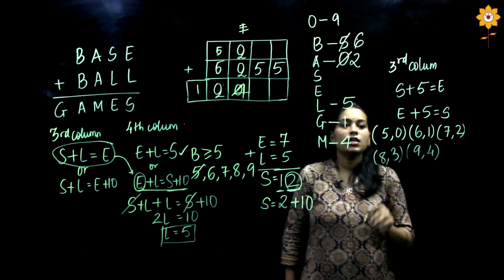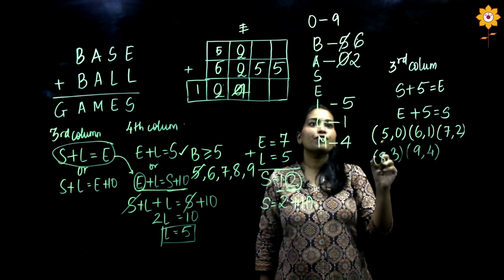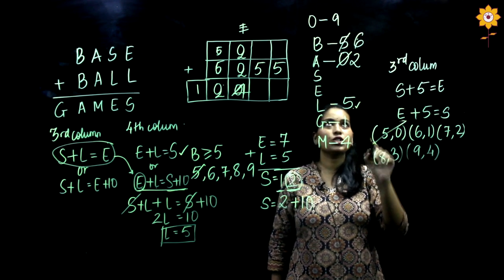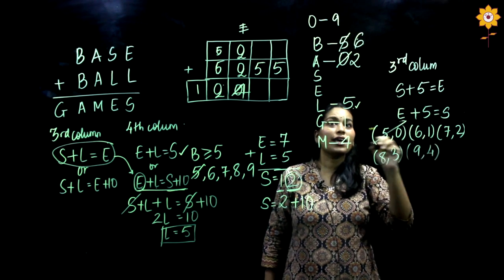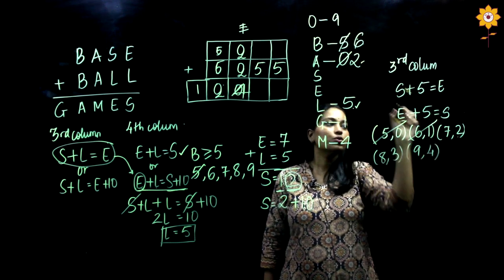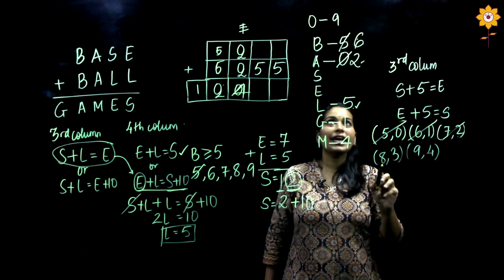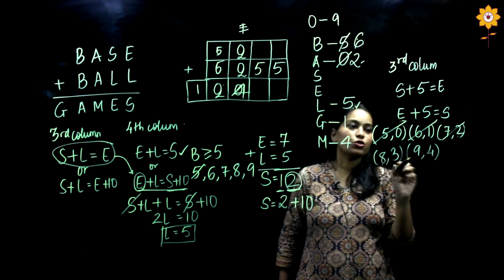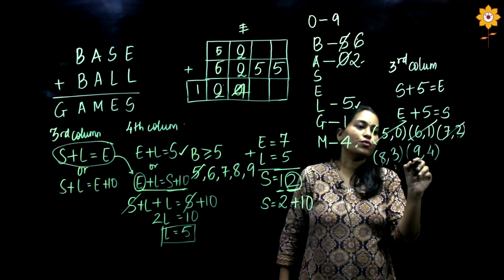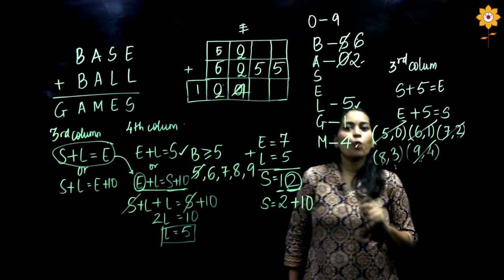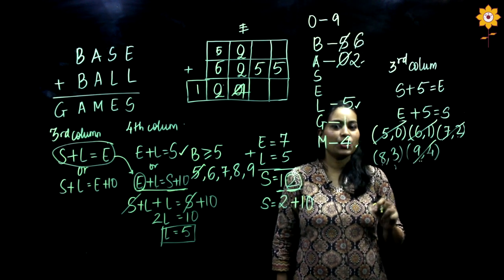But if you see over here, 5 is already used, so we cannot use this particular combination. 6 is already used and 1 is also used, so this cannot be used. Again, 2 is already used, so this can't be used. 8 is not used as well as 3 is not used, so we can try this option. Again, 4 is used here from this combination, so this also cannot be used. So the only possible option that we have is 8 and 3.